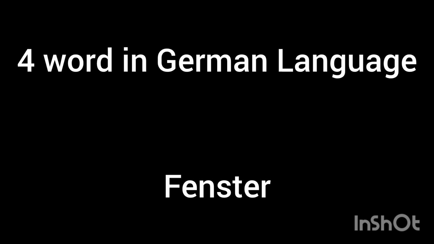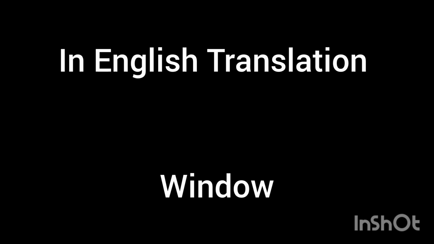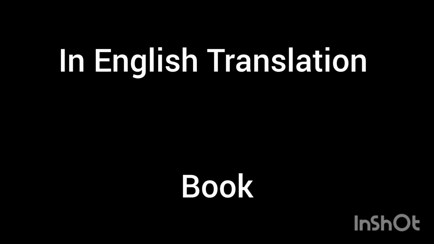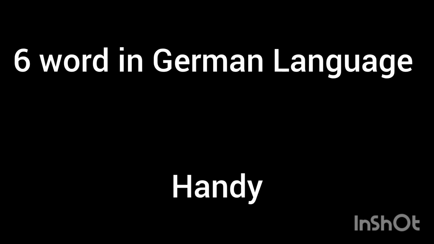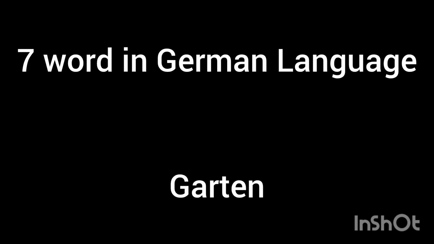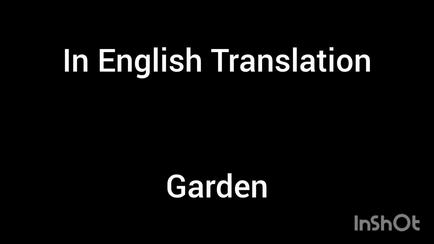Fourth word in German language is Fenster. In English, we say it window. Fifth word in German language is Buch. In English, we say it book. Sixth word in German language is Handy. In English, we say it mobile phone. Seventh word in German language is Garten. In English, we say it garden.